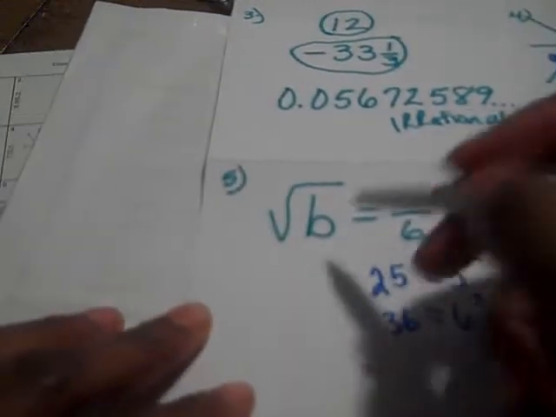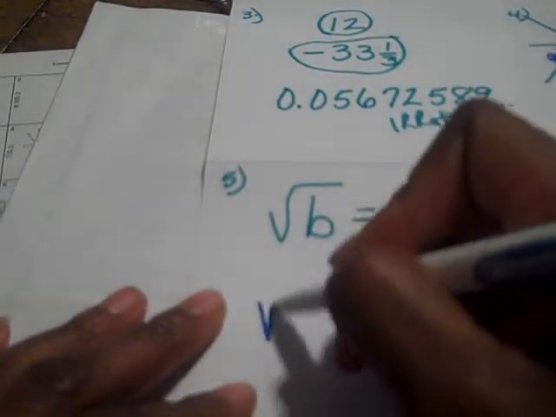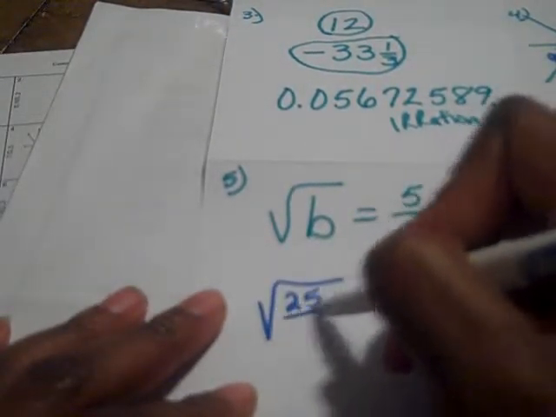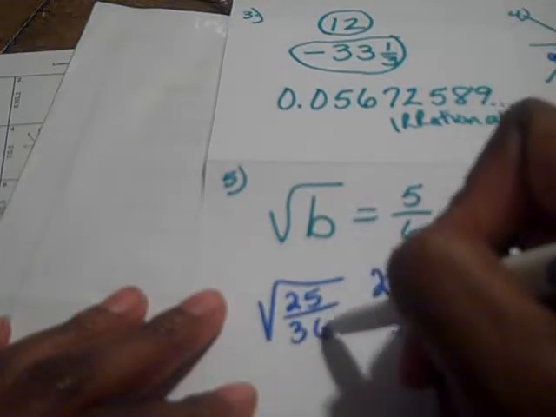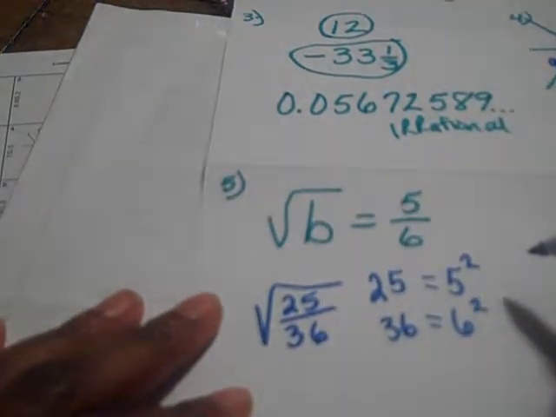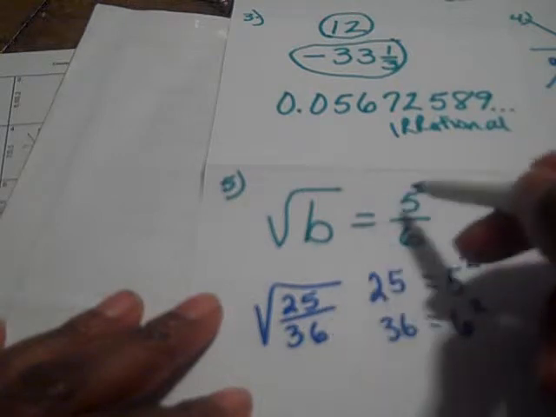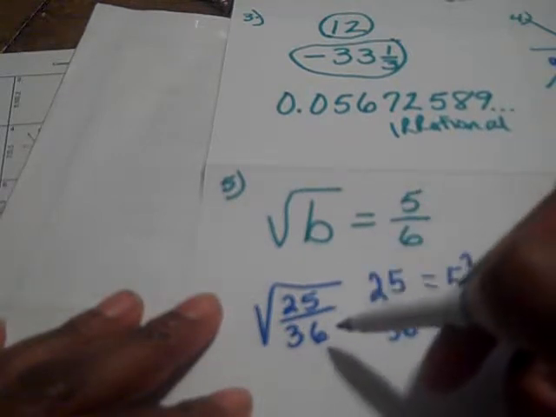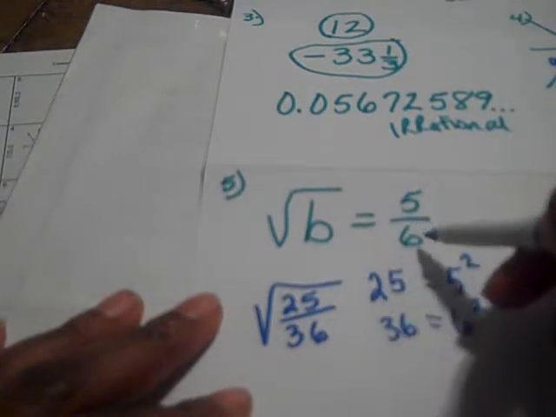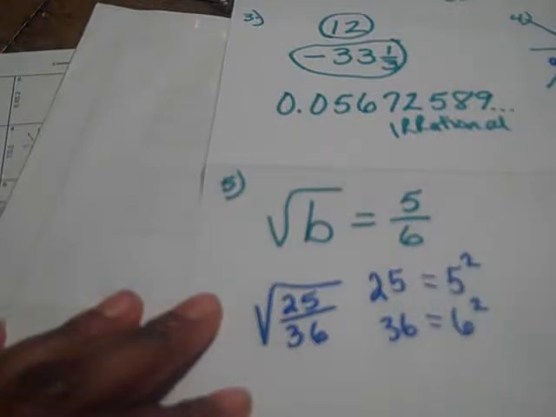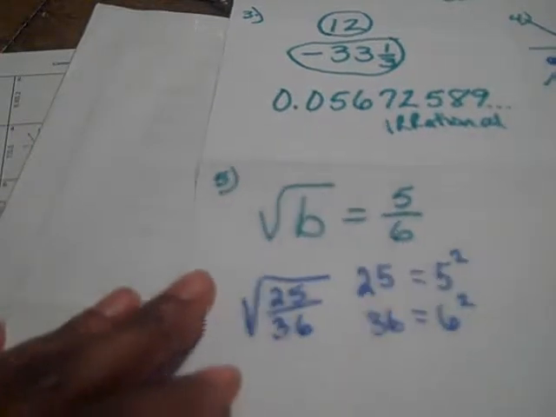Therefore, B would be equivalent to 25/36, because if I take the square root of 25, I get 5. If I take the square root of 36, I get 6. Moving on to number 6.